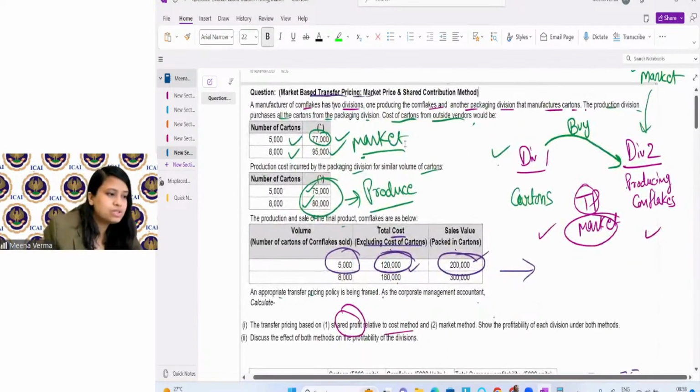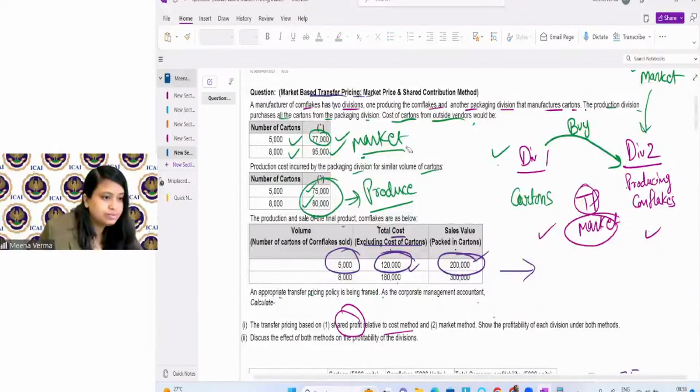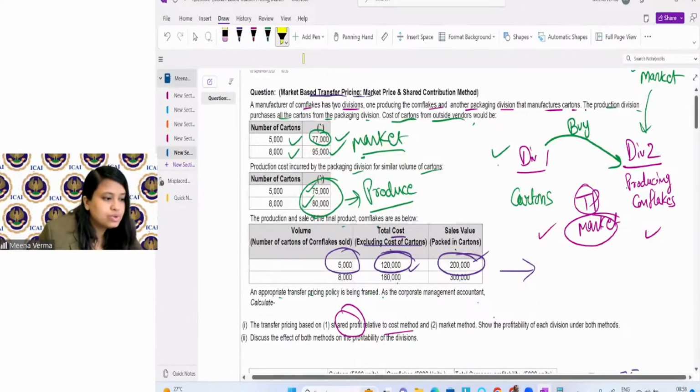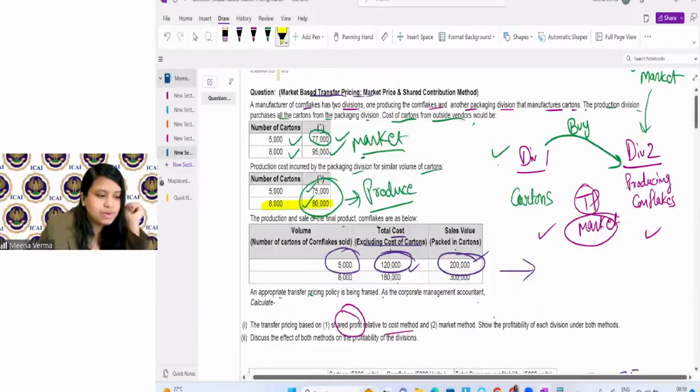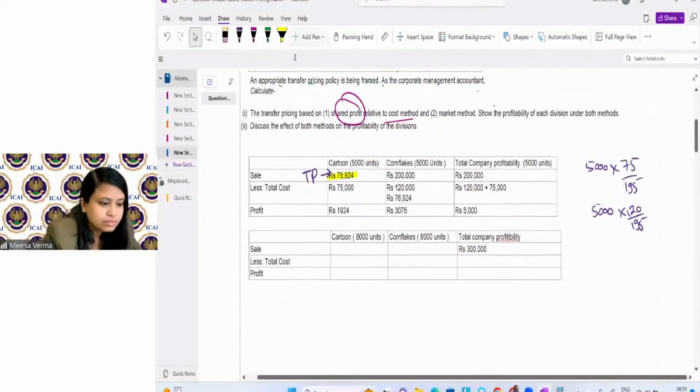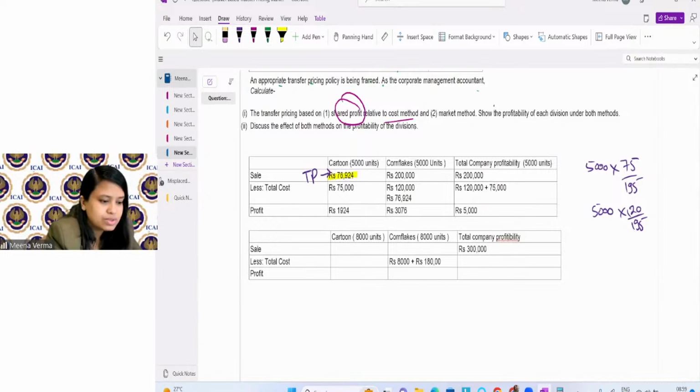You can see what is the total cost. When we are selling 8,000 units, the total cost is 80,000. And for the cornflakes, 1,80,000, right? So the total cost coming here is rupees 80,000 plus rupees 1,80,000 is the total cost, right?